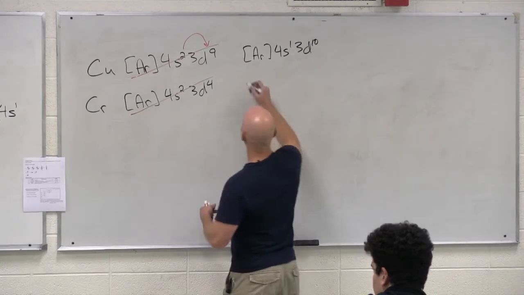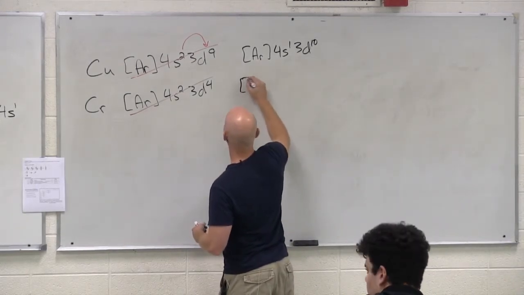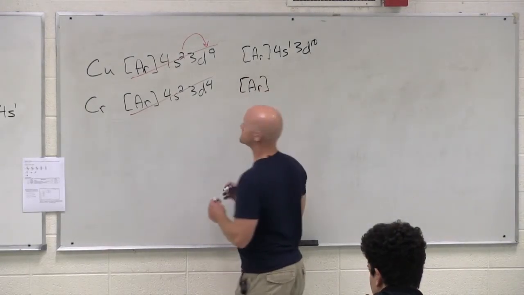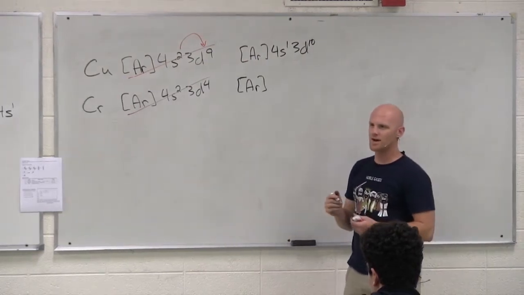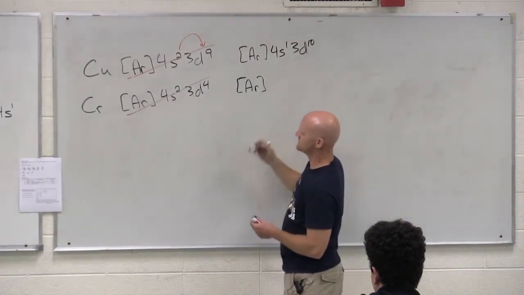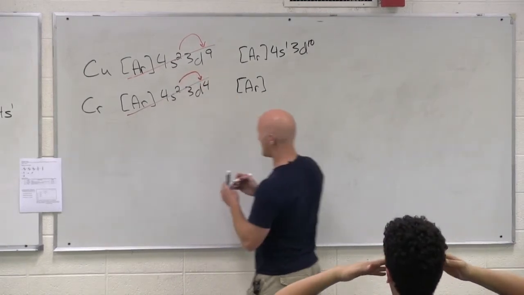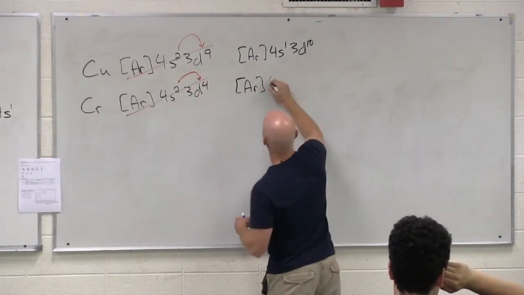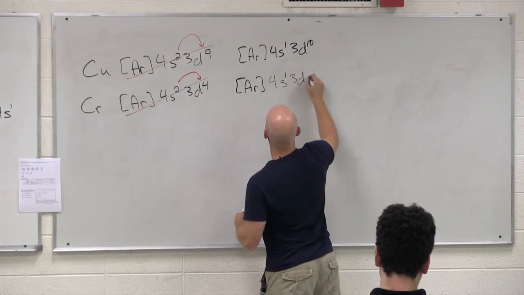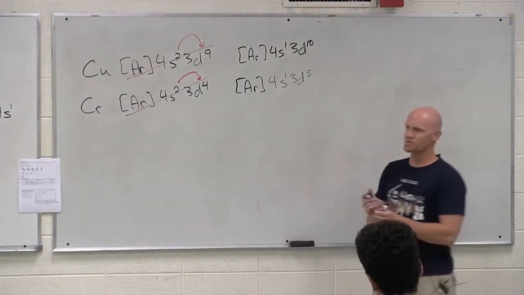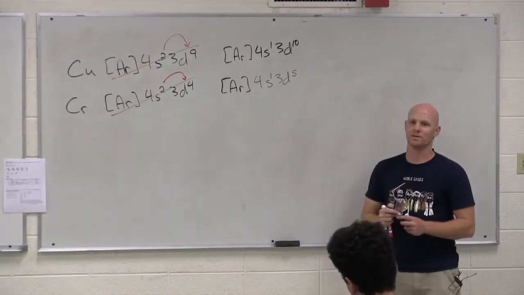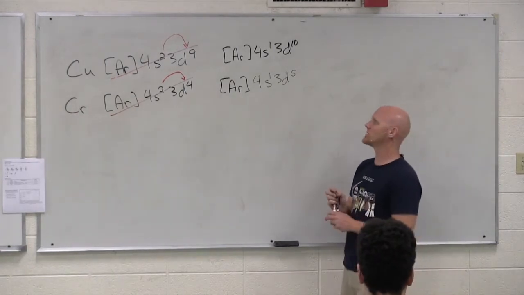What about for chromium then? What should be the exception now? Because you can half fill both of them. Yeah, if we bump one up here as well, we'll be half full. And both the 4s and the 3d subshells are half full. And so that's what chromium does. Cool. These are the only 2 exceptions you have to know.